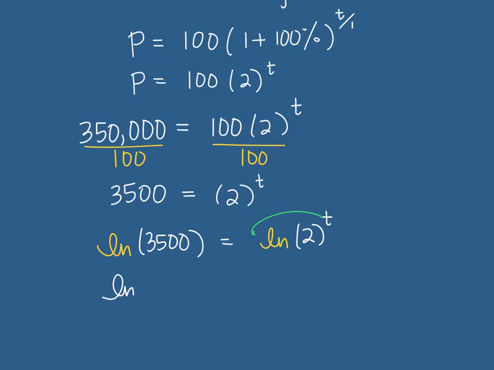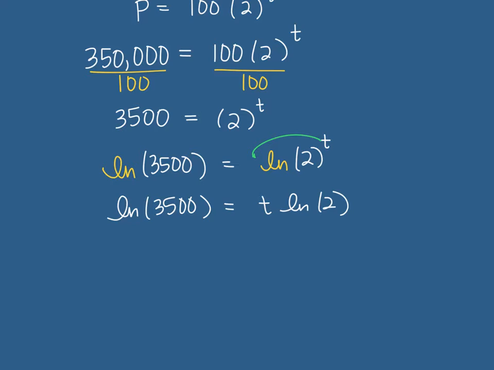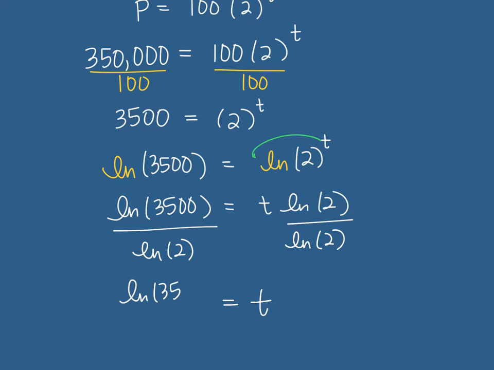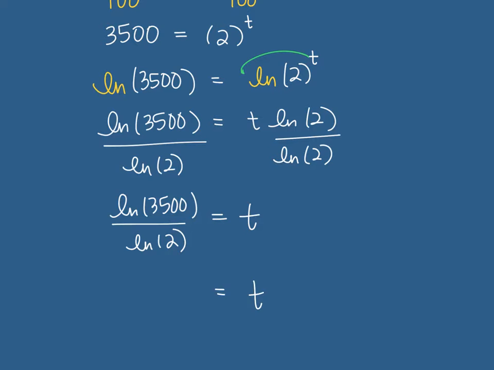All right, so then we've got natural log 3500, and t is in front of natural log 2, which means I just have to divide natural log 2 on both sides. So we divide natural log 2. This is why I had you get your calculator out as well. So type in natural log of 3500 divided by natural log 2, and that will tell you how much time it will take for your bacteria to go from the 100 that you started with to the 350,000 that you ended up with. Who's got that answer?